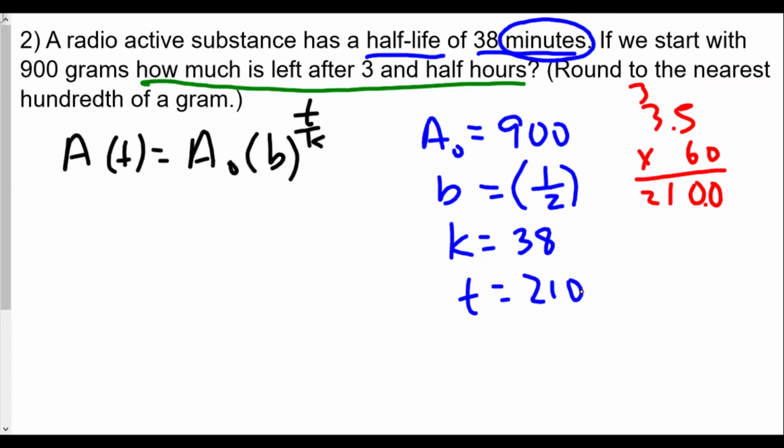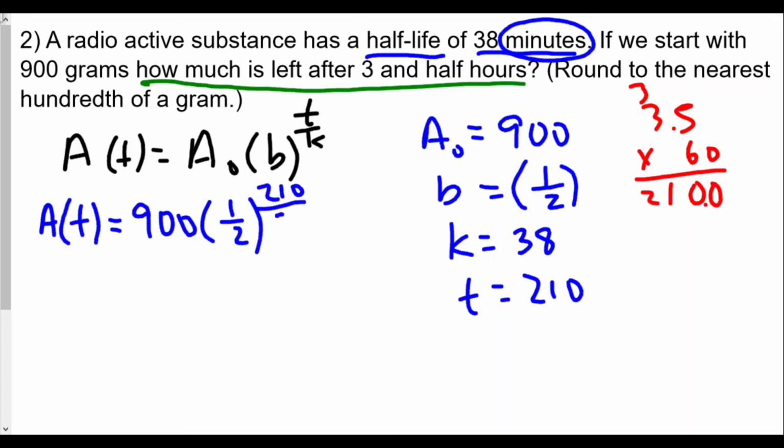And so now we're just filling in our values here. We're trying to find A of t. So A of t, the amount after a certain time, which in this case is after 210 minutes, is going to be 900 times 1/2 raised to the 210 over 38. And the hard part is just kind of figuring out what goes where, what is each one, which item.